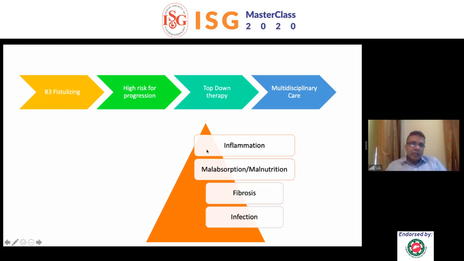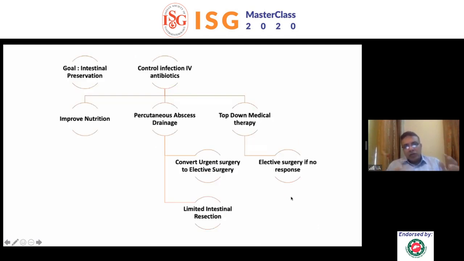We talked in B2 disease that the patient not only has inflammation, he has fibrosis and malabsorption. In B3 disease, add another candidate to it, and that is infection. Very important because you have to get this concept right, because if you do not treat infection and only go for inflammation and fibrosis, you're going to end up with problems. So what is the goal here? Goal is intestinal preservation.